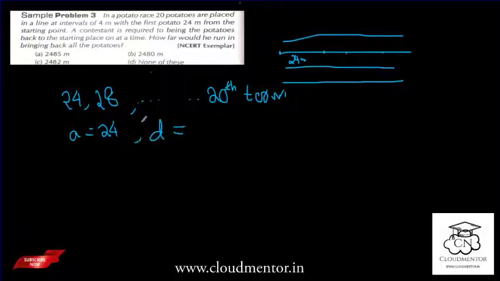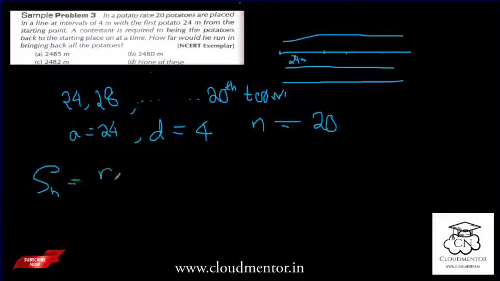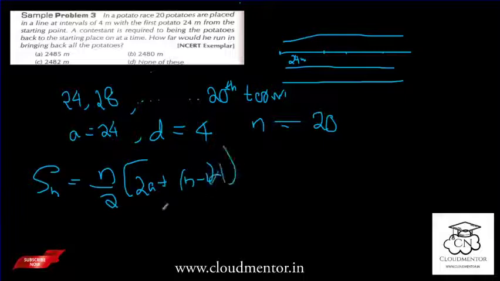the common difference is 28 minus 24, that is 4. Then the number of terms: there are 20 potatoes, so the number of terms n is equal to 20. Okay, right? So we know the equation Sn equal to n by 2 of 2a plus (n minus 1) into d, right? So we can simply apply the values in this formula.